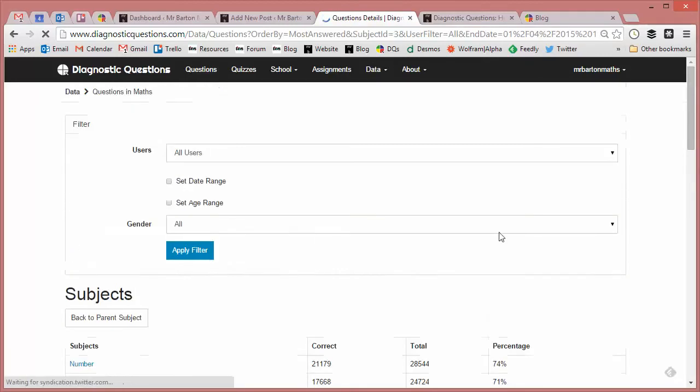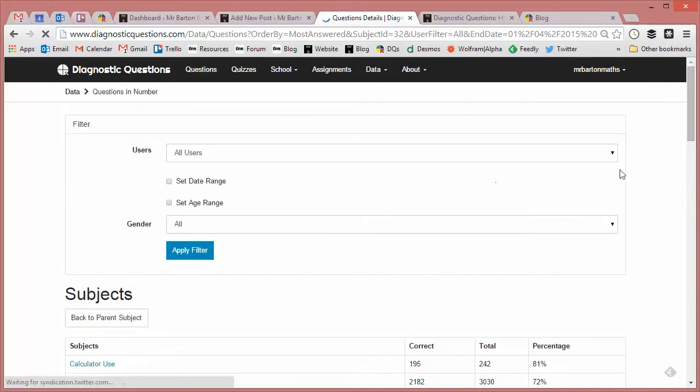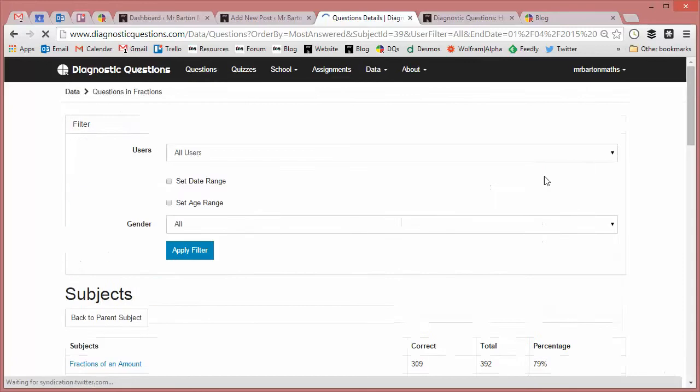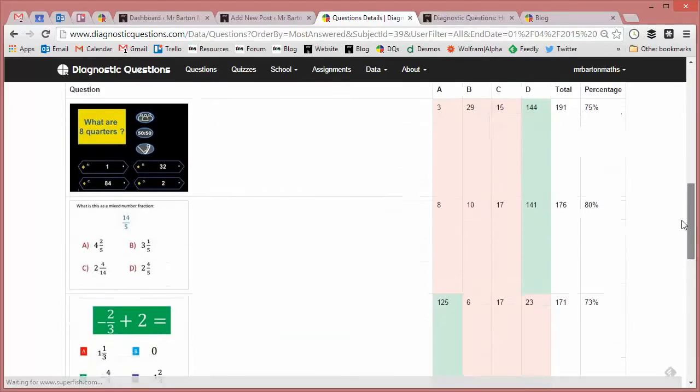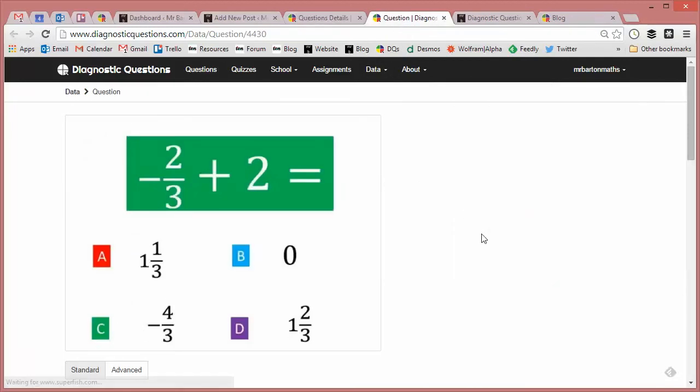So I'm going to go for a bit of mathematics, and a bit of number. And then I think it's under fractions with any luck. Let's go to fractions, and let's have a little look down, and there's a few here, and here's the one I want. Perfect. So let's have a click at this. Minus 2/3 add on 2 equals, and there are your 4 possible answers.